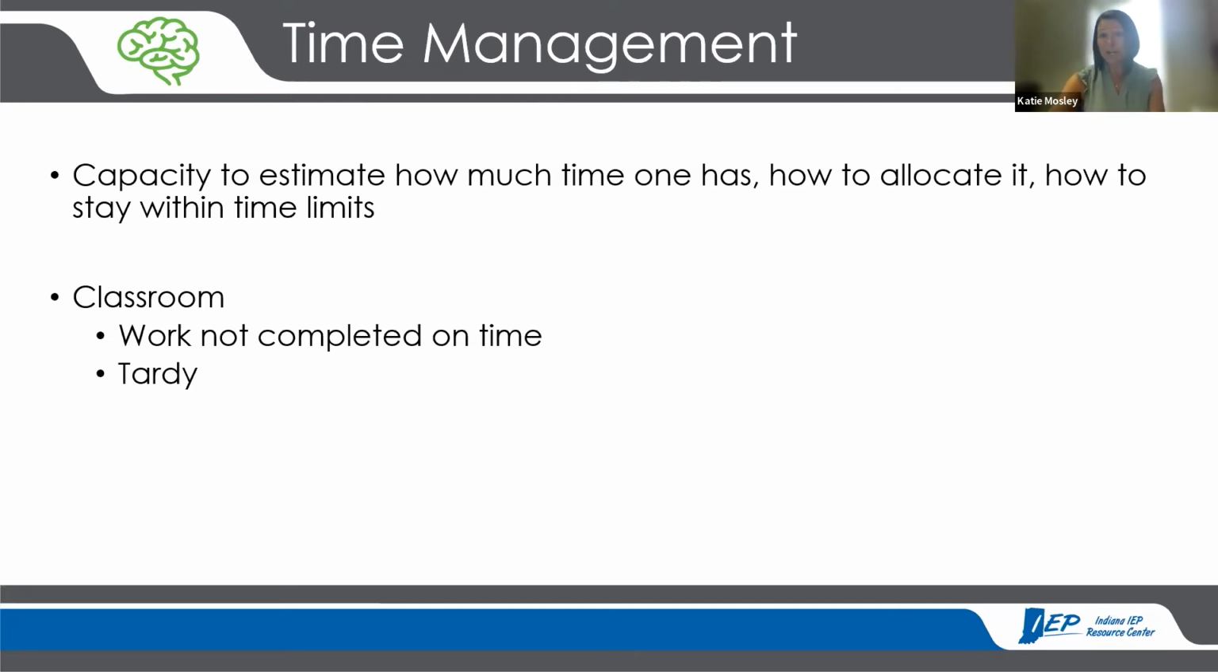I know time. I know 60 seconds is a minute. I know what a minute looks like, but in my head, I struggle thinking, can I get this task accomplished in 60 seconds? So how to allocate the time and how to stay within time limits. I'm good at staying in the time limits for due dates, but I'm not very good at estimating how long I think something's going to take me. So in the classroom, we're going to see this affecting work completed on time, students being tardy.